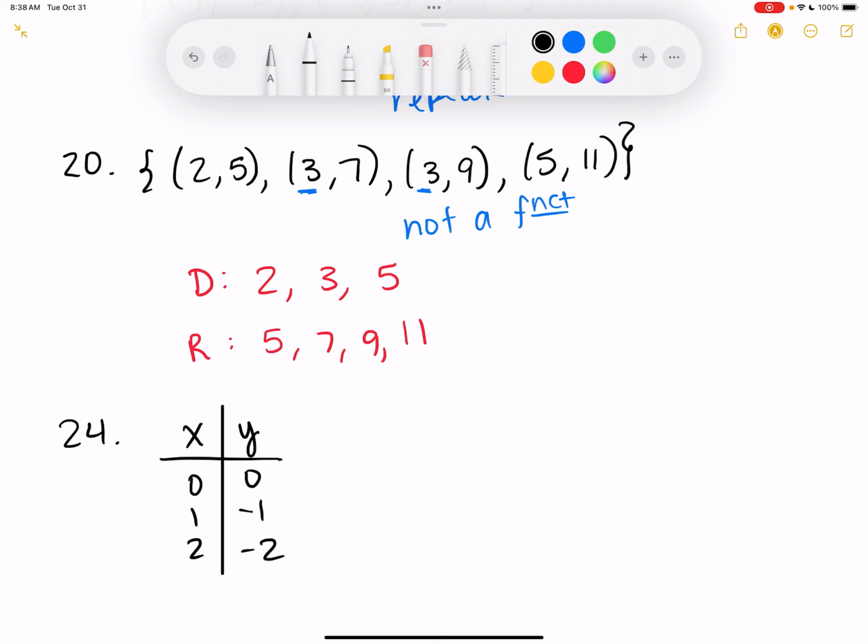So that being said, would this be a function? Yes, because there are no x values that get repeated, right? It's just 0, 1, and 2. None of those are repeats, so this would be a function.